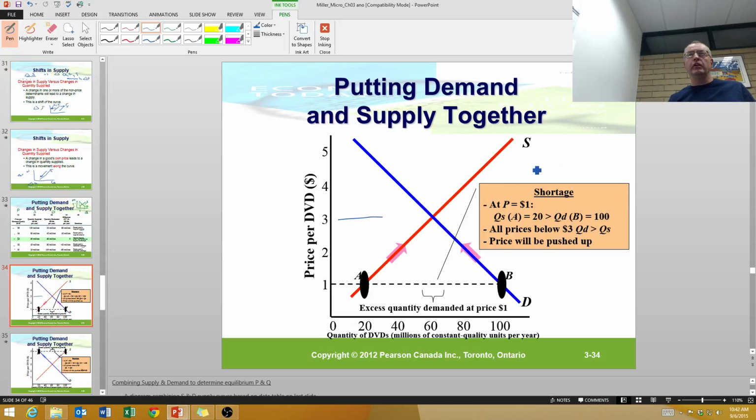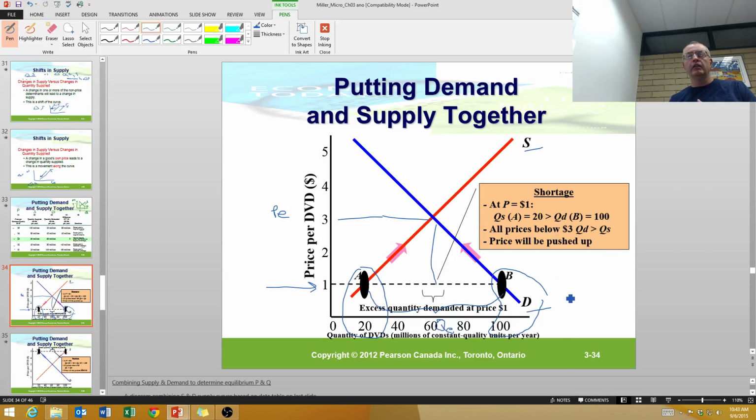Okay, so here's our supply and demand. Here's our original supply and demand curve. Here's our equilibrium price at $3, and here's our equilibrium quantity, QE. So if by example the market was not in equilibrium, but instead the price was actually at $1, what's going to happen? If the price is only $1, then the potential buyers are going to demand 100 million units. But the suppliers are only going to be willing to supply 20 million units. So we can see right off the bat that we have this shortage in the marketplace.